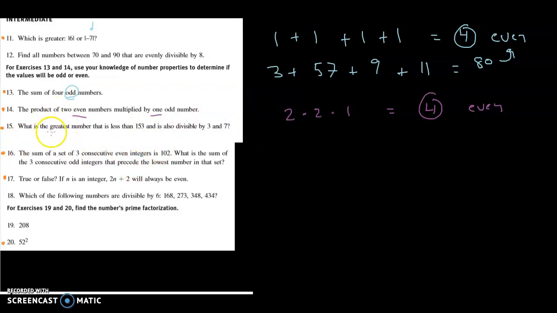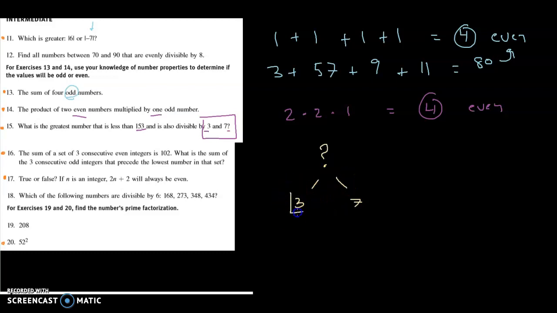So what about 15? What is the greatest number that is smaller than 153, but is divisible by both 3 and 7? The reason I flagged this one is I want to talk about this. If we're told that a number is divisible by 2 things, so we've got some sort of unknown number, we have to be able to divide it by both 7 and 3.